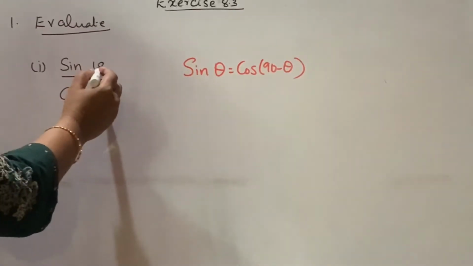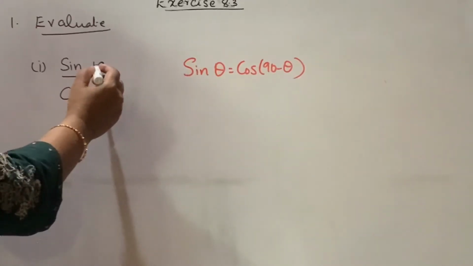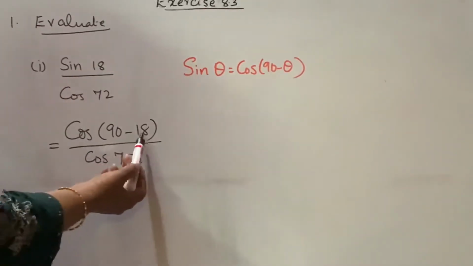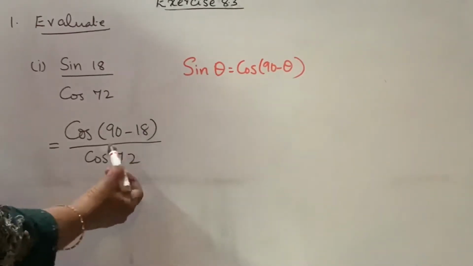Sine theta is equal to cos of 90 minus theta. So sine 18 is equal to cos of 90 minus 18. That is 90 minus 18 is 72. That is cos 72 by cos 72. That is 1.